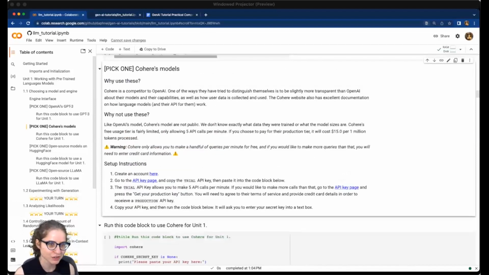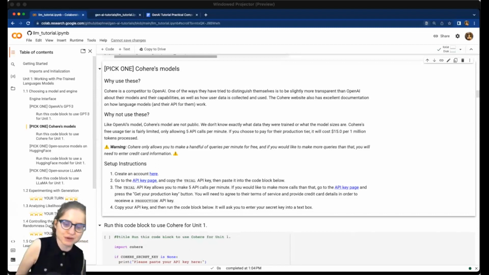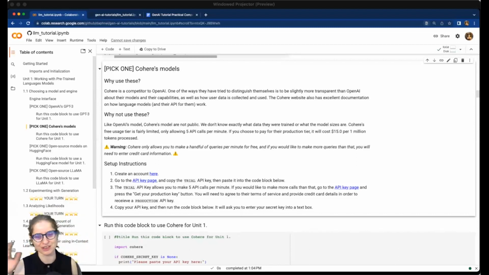I've also given you code to run a competitor of OpenAI called Cohere. This one will also possibly ask for credit card information. You might need to use real money, but it is not very much money. It costs $15 to process 1 million tokens, and this tutorial will probably process on the order of 1,000 or 2,000 tokens. So if you choose to use either OpenAI or Cohere, you're going to spend maybe $1 at most on this tutorial, but I just want to give that heads up. Cohere is a little bit more transparent about their models than OpenAI, which is one reason why you might choose to use their models over OpenAI's.